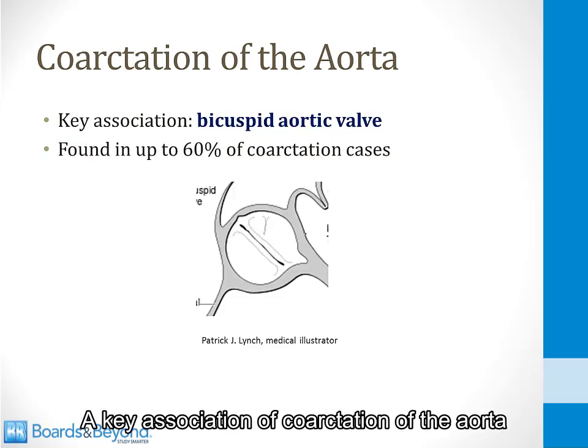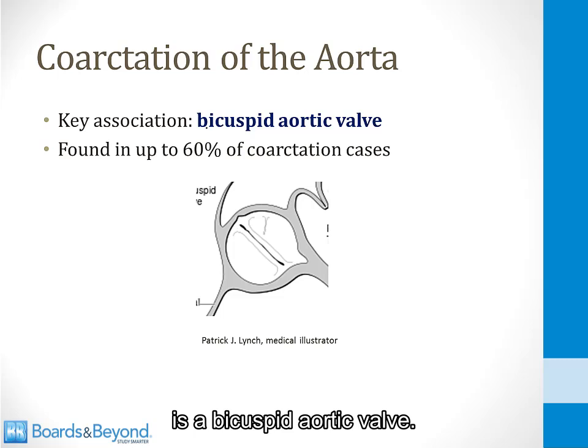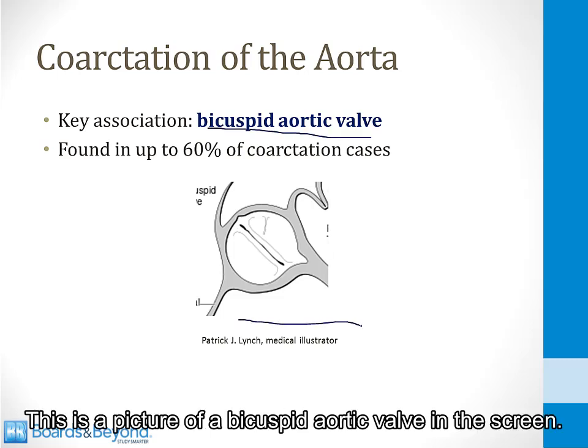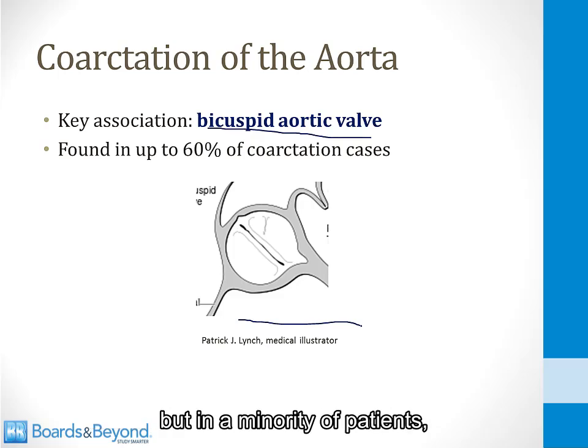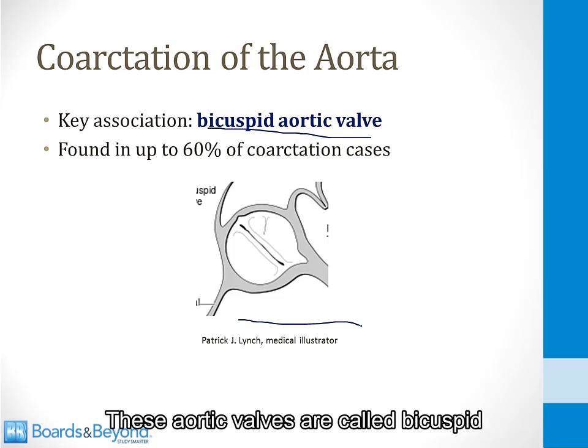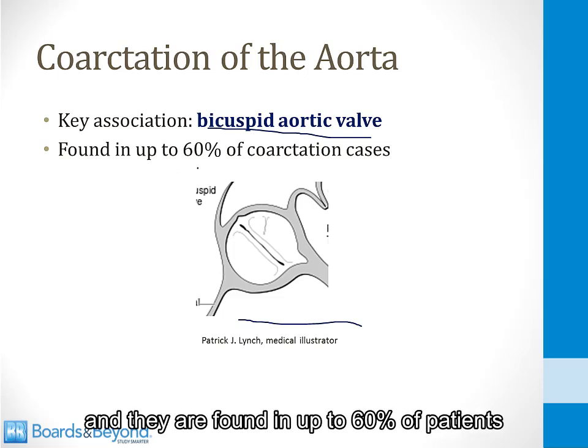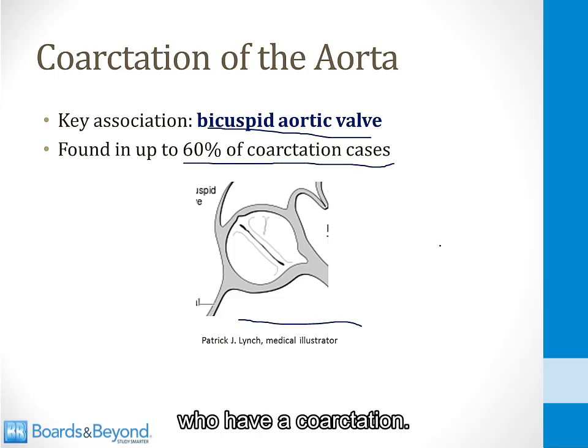A key association of coarctation of the aorta is a bicuspid aortic valve. This is a picture of a bicuspid aortic valve on the screen. Aortic valves should have 3 cusps, but in a minority of patients there are only 2 cusps. These aortic valves are called bicuspid, and they are found in up to 60% of patients who have a coarctation.